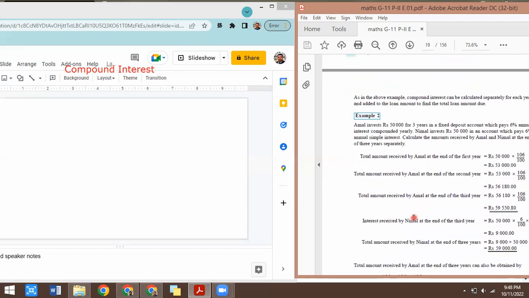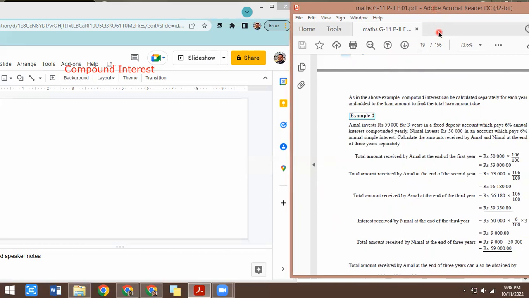Example 2. Amal invests 50,000 rupees for 3 years in a fixed deposit account, which pays 6% annual interest compounded yearly. Nimal invests 50,000 in an account, which pays 6% annual simple interest. Calculate the amount received by Amal and Nimal at the end of 3 years separately.